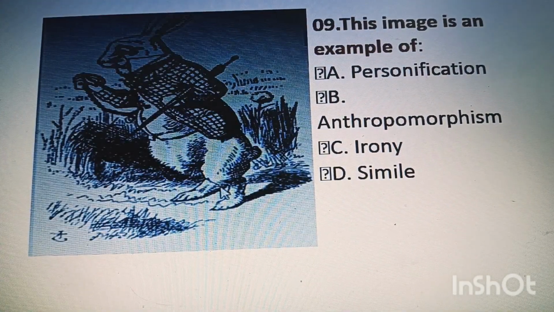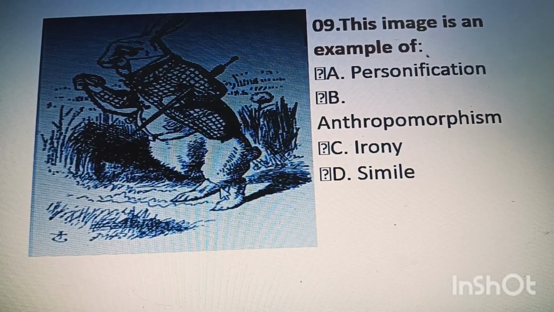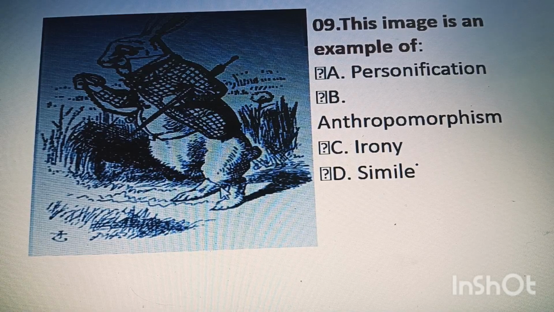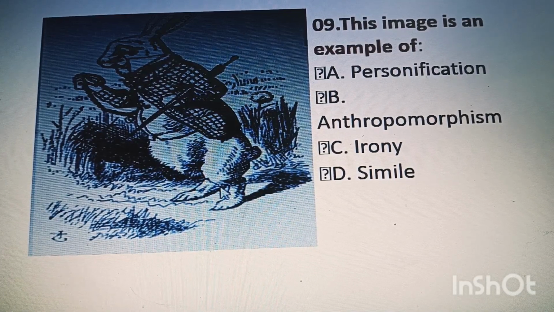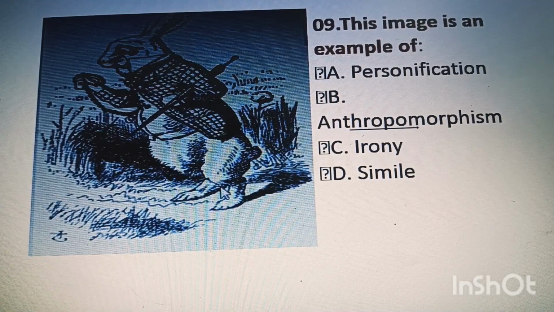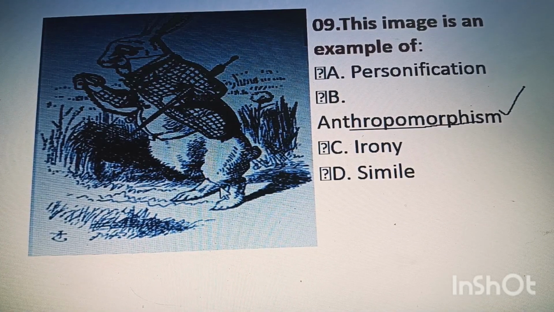Now, question number 9. See the image, and this image is an example of. So, we have already discussed. What is it? Can you guess? Personification or anthropomorphism, irony, or simile. So, it is just like personification. What is it? Use of anthropomorphism. What is it? Okay, let us see.